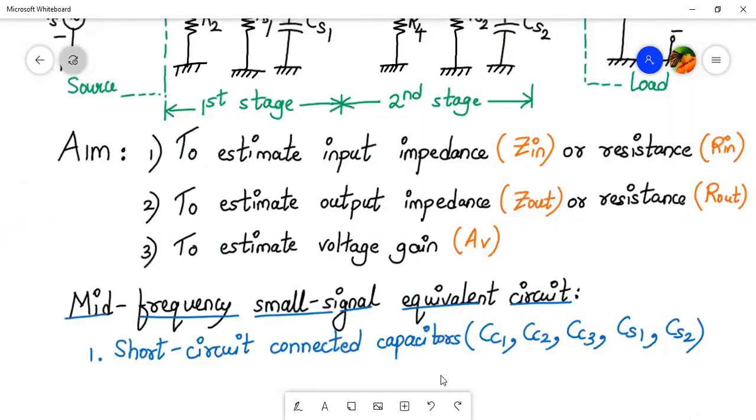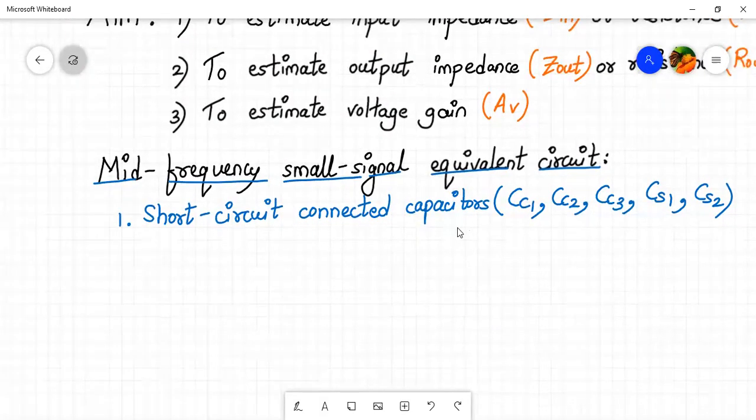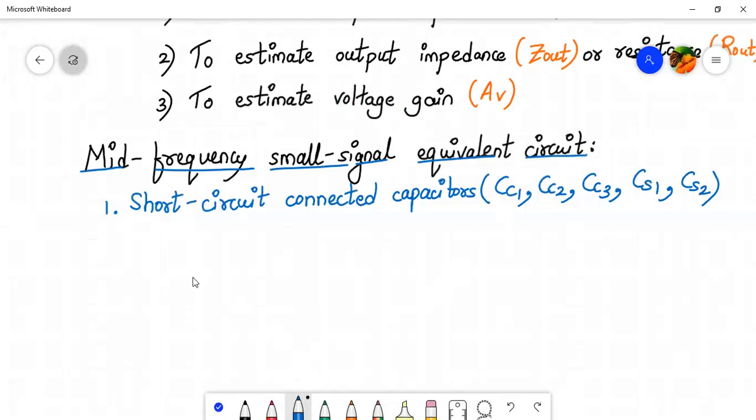Now we have to short circuit the connected capacitors CC1, CC2, CC3, CS1, and CS2. The second condition is that since we are analyzing a small signal equivalent circuit, we have to short circuit any independent DC sources.